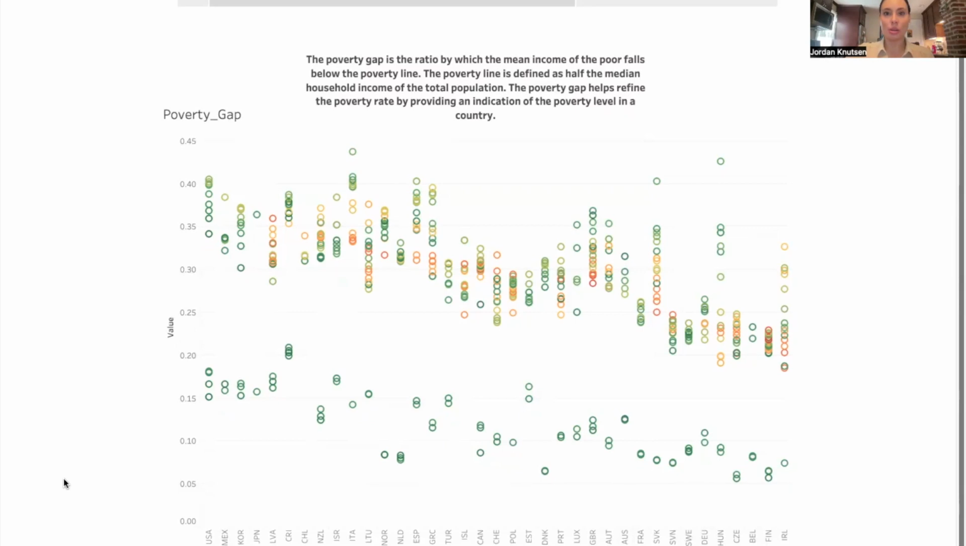On this slide, we see the poverty gap across the OECD. The poverty gap is the ratio showing the average shortfall of the total population from the poverty line. It's basically showing the intensity of poverty within those countries. Looking at the graph, we see the United States and Mexico having some of the larger poverty gaps. On the other end of the graph, we see Finland and Ireland.